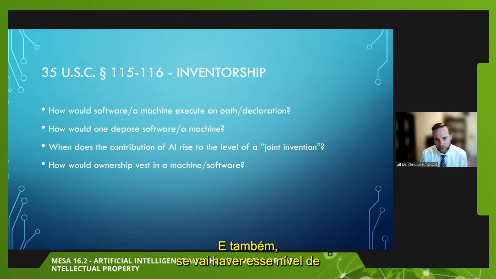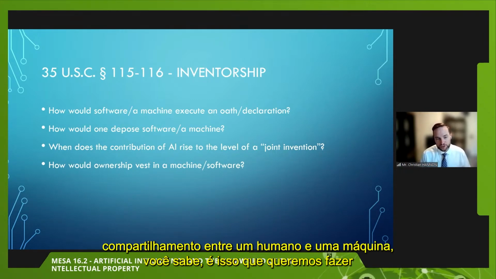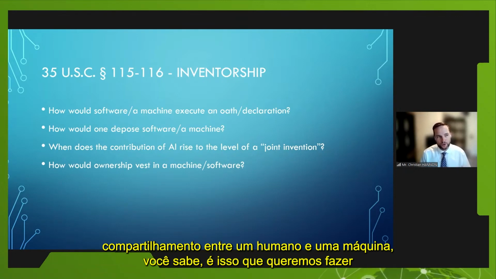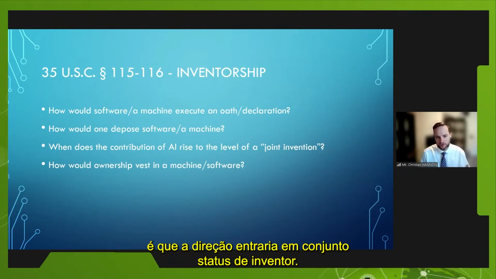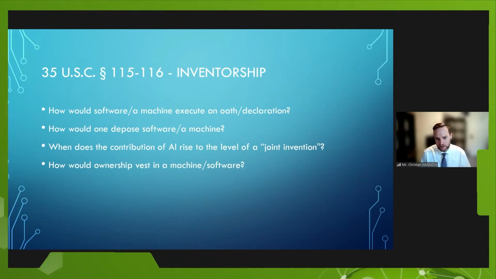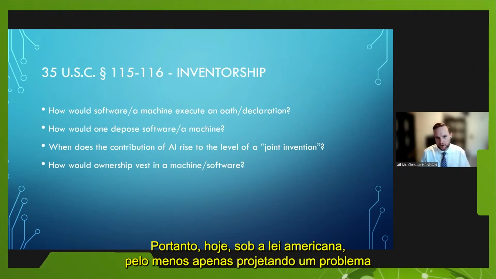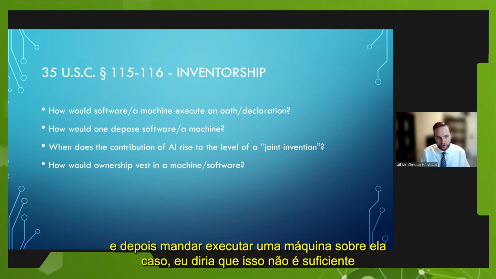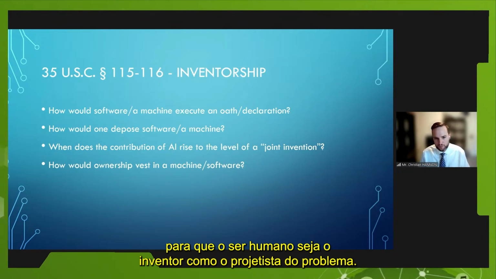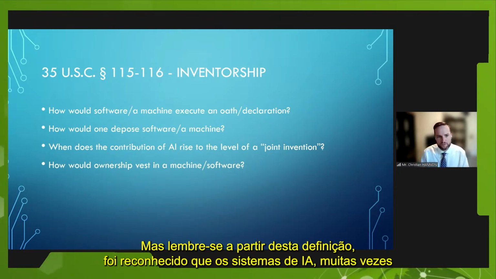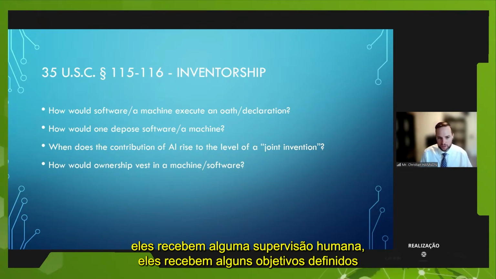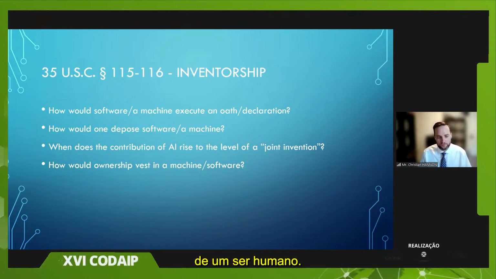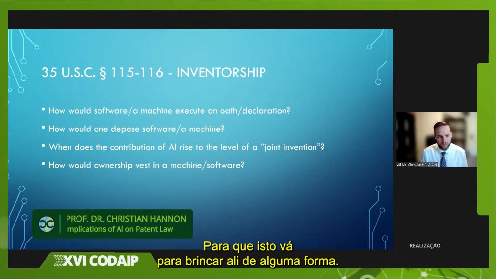And also, if there is going to be that level of sharing between a human and a machine, is that what we want to do? Is that the direction we go in to afford some joint inventor status? So today, under US law at least, just designing a problem and then having a machine execute on it, case law would say that's not enough for the human being to be the inventor as the designer of the problem. But you remember from those definitions, it was acknowledged that AI systems often receive some human oversight, they receive some defined objectives from a human being. So this is going to play in there somehow.